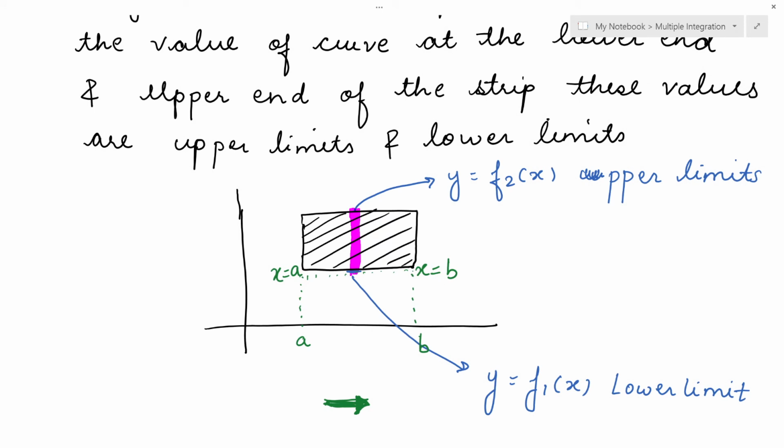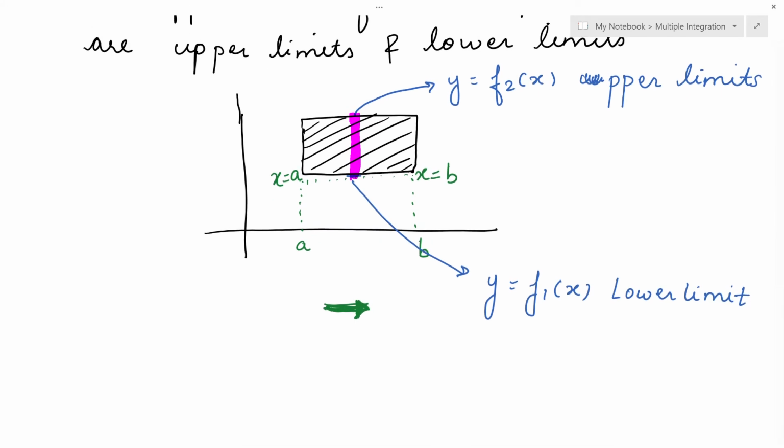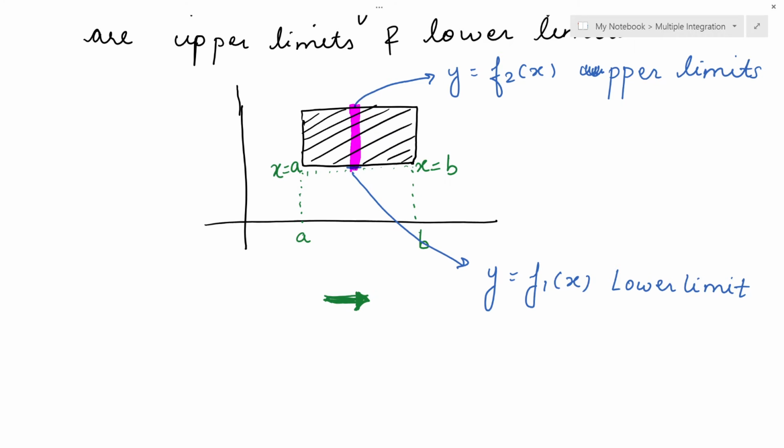I'll repeat again. The inner limits are the values of y where the strip touches the lower part and the upper part, whereas the outer limits are the values of x from left to right. Usually you have to remember that the standing strip will travel from left to right.